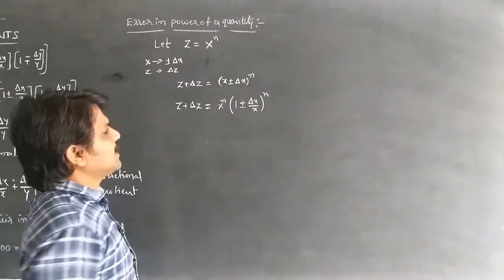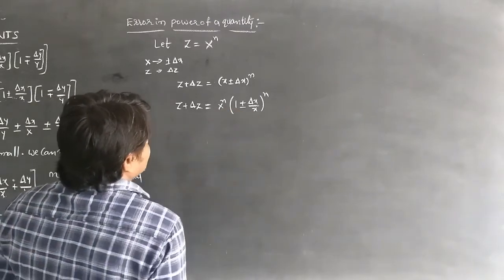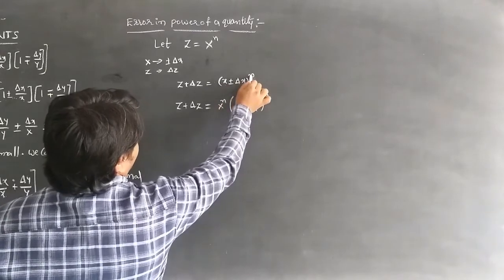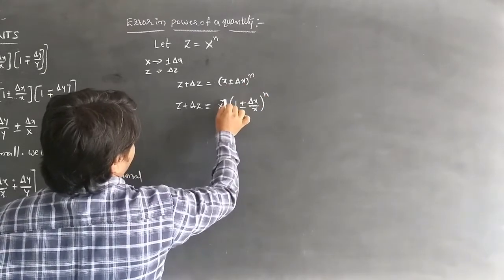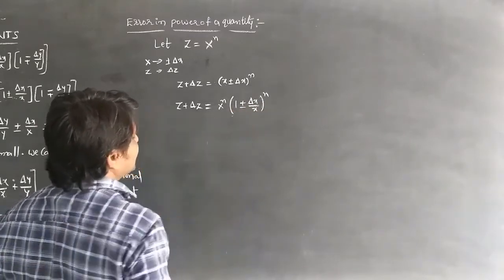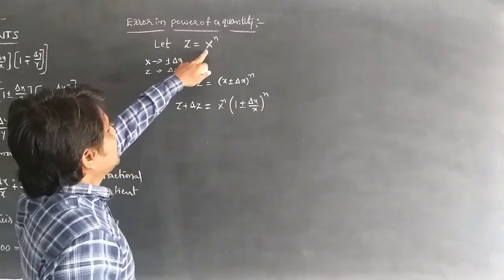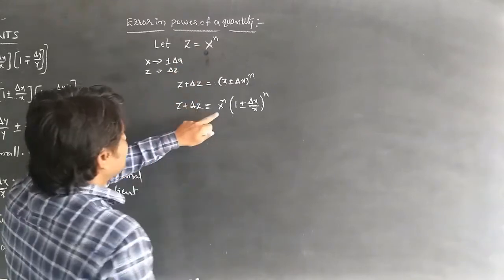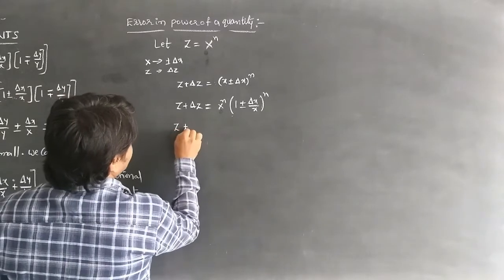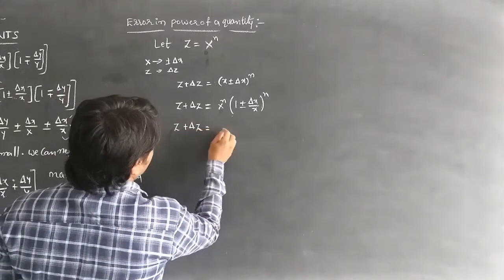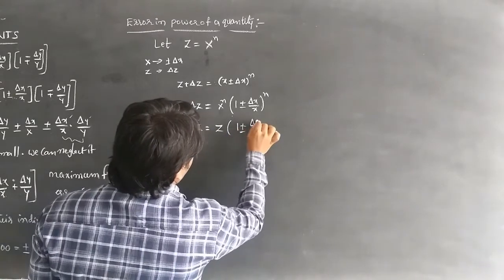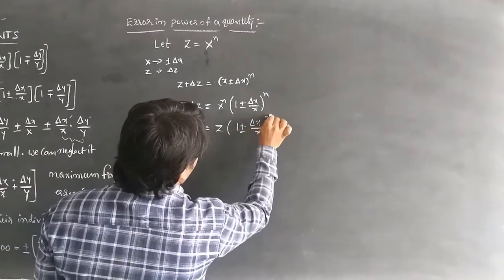Whole power n means if we multiply the same thing, we get the same here. Since x to the power n is there, we write x to the power n outside, then we get 1 plus or minus delta x by x. But we know that z is equal to x to the power n. So in this place, instead of x to the power n, we write z, then z plus delta z is equal to z into (1 plus or minus delta x by x) to the power n.